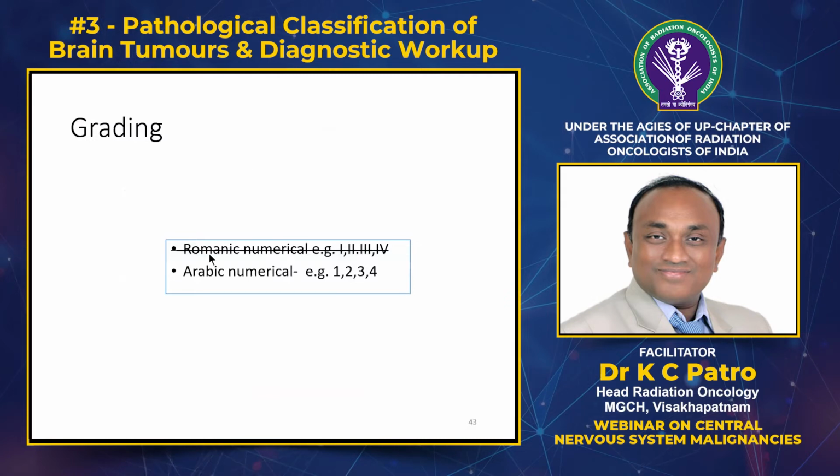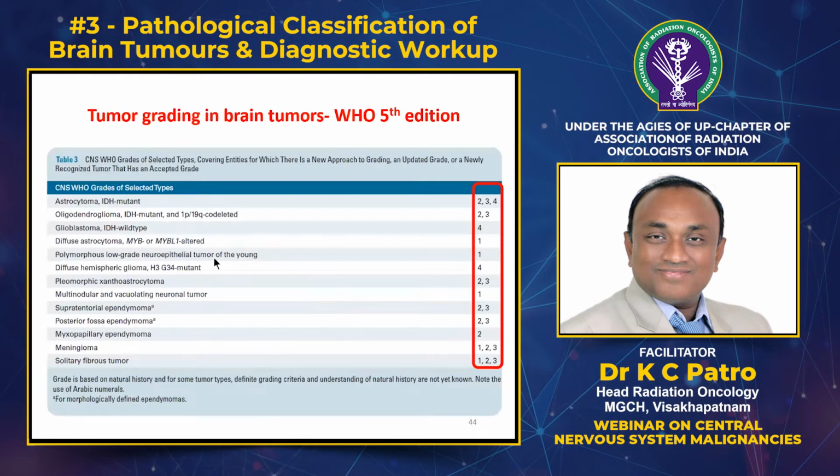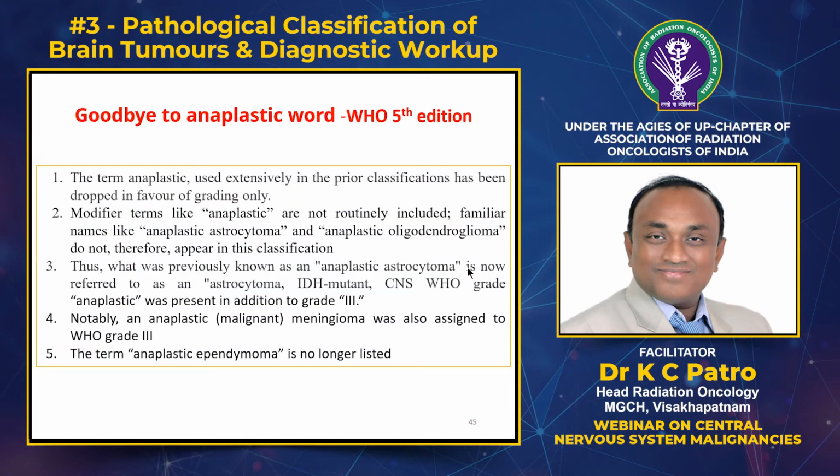As I told you, Roman numbers are no longer used. Now they use only Arabic numbers 1, 2, 3, 4, and all tumors are graded on the basis of Arabic numbers. As I told, there is no anaplastic word like anaplastic ependymoma, anaplastic astrocytoma, anaplastic meningioma. The word anaplastic is no more used. In place of anaplastic, they use WHO grade 3. You should use the Arabic number.